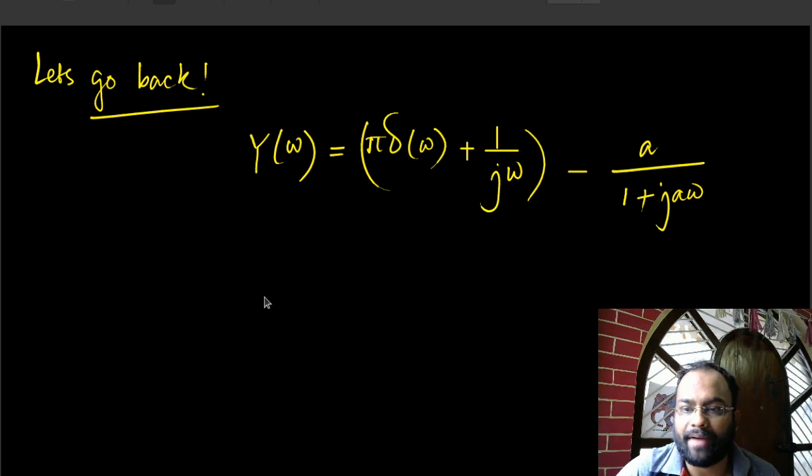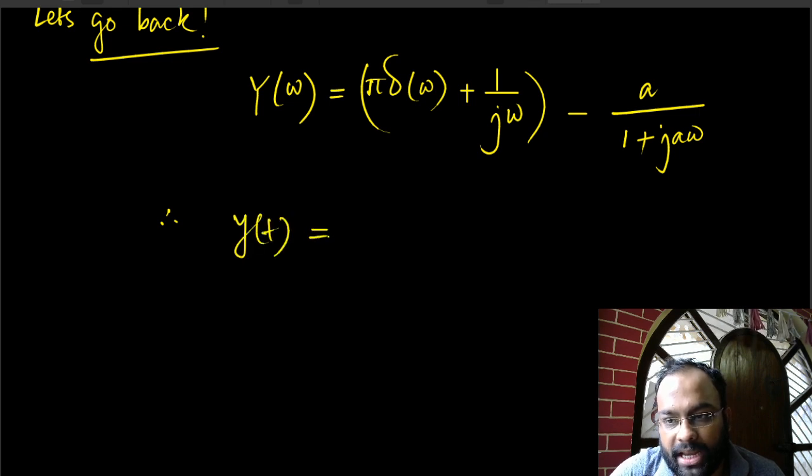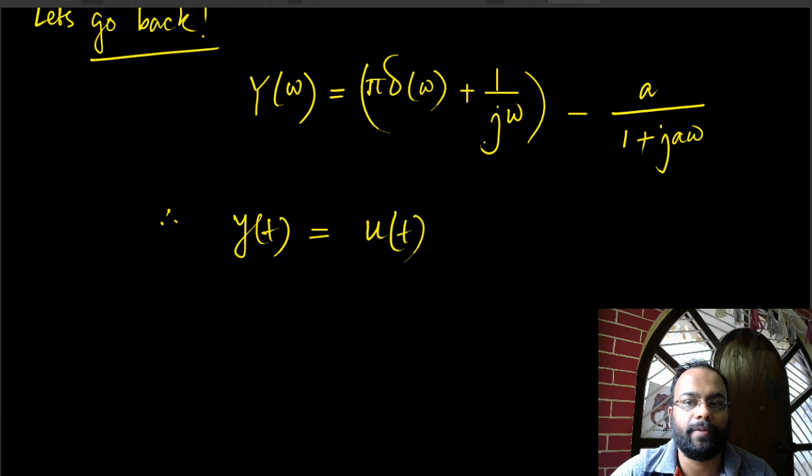All right, I have this, and of course I want the output. So what is the output? It's going to be the inverse Fourier transform on the whole thing. So what is the inverse Fourier transform of this thing? Yeah, you know that. That's u(t), right? Because this is the Fourier transform of u(t).